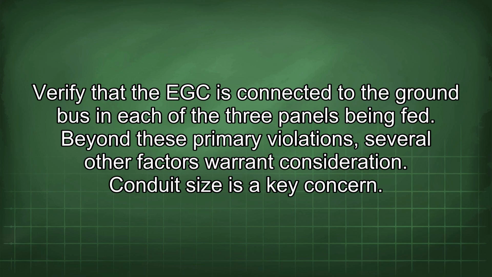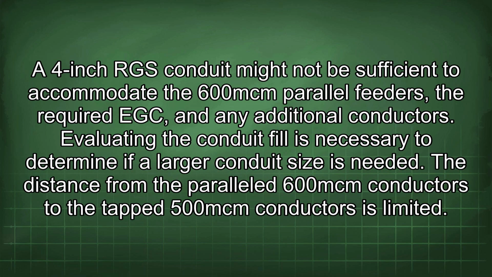Conduit size is a key concern. A 4-inch RGS conduit might not be sufficient to accommodate the 600 Nm parallel feeders, the required EGC, and any additional conductors. Evaluating the conduit fill is necessary to determine if a larger conduit size is needed.